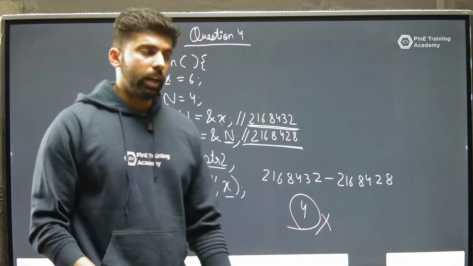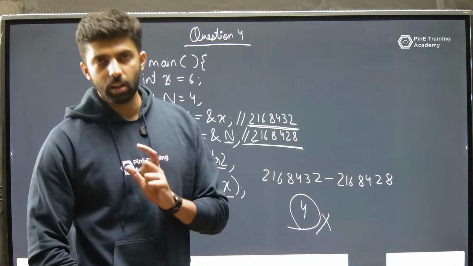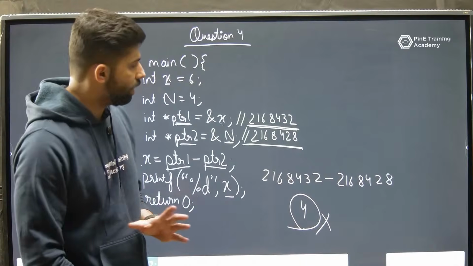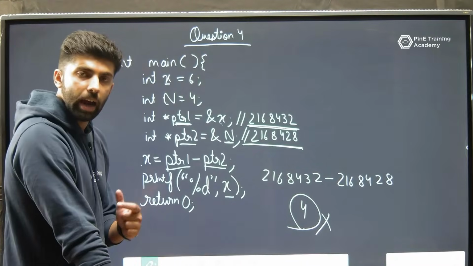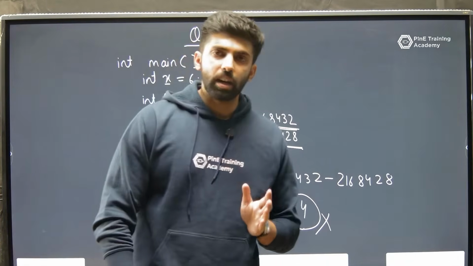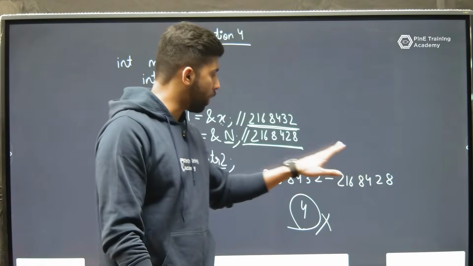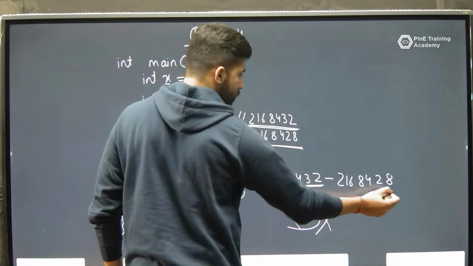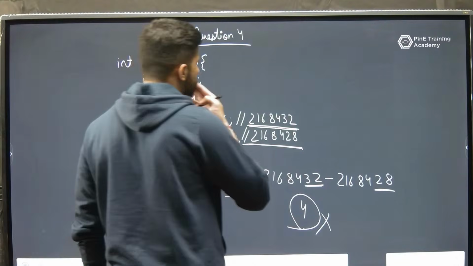Why? It's because we are not subtracting integer values. These are memory addresses. They are not integer values, right? In the case of pointer subtraction, we check how many jumps we will require to reach from one to another. So suppose if you notice, the difference between both of them is only 4 bytes, right?